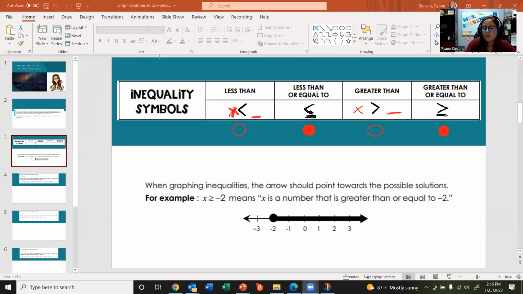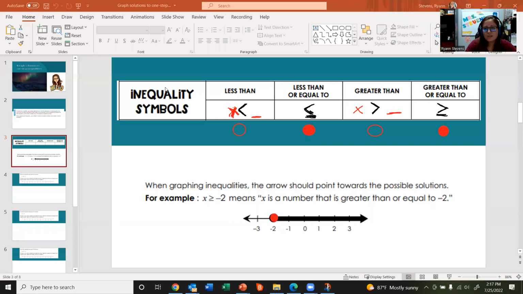The arrow should always point towards the possible solutions. And in this case, we're looking at an example that says x is greater than or equal to -2, which means that we would have this closed circle at -2 to include this number. And then it's going to point in the direction that is greater than that number. So all of these numbers that it's pointing to are greater than -2, and so they all could be possible solutions to this inequality.